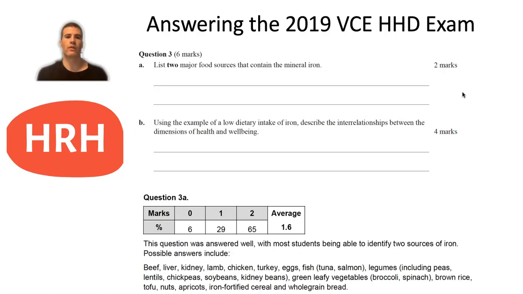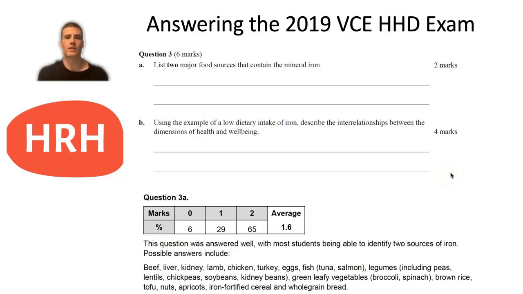So just make sure that for all the nutrients that pop up at the end of Unit 3 Area of Study 1, you do know a couple of food sources for those nutrients. You can see down the bottom here, there's a whole range of different food sources students could have listed, and that the majority of students were able to achieve 2 marks for that particular question.